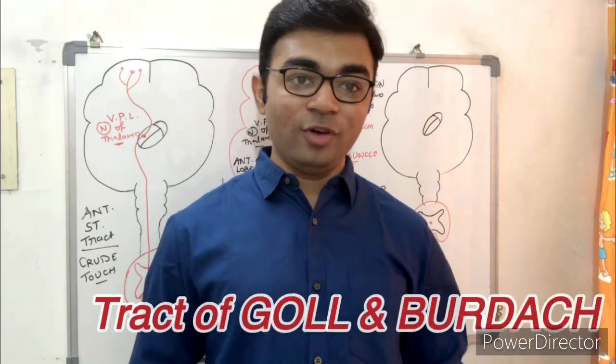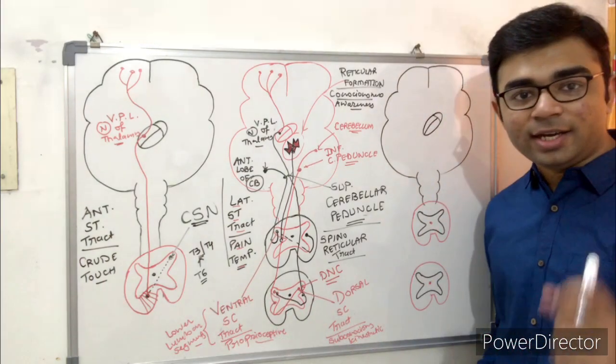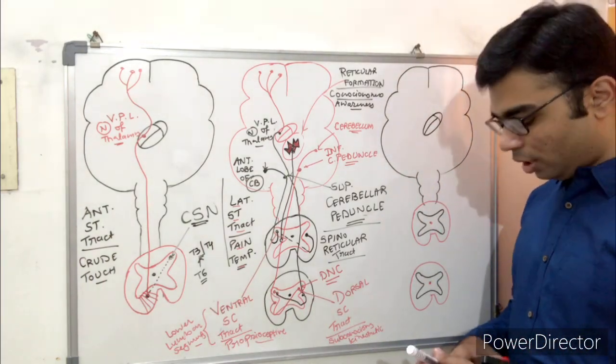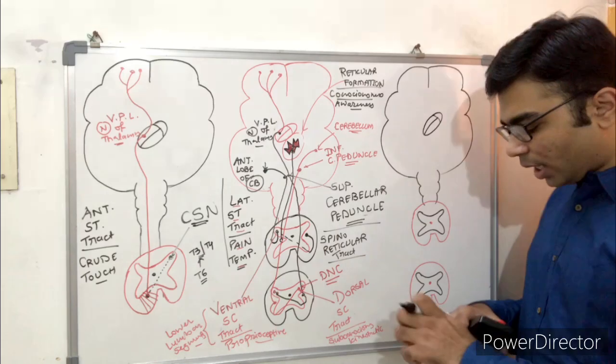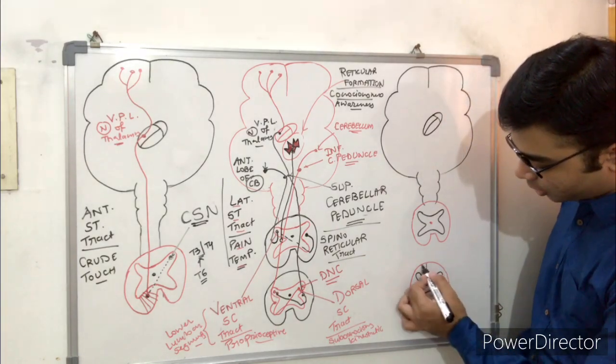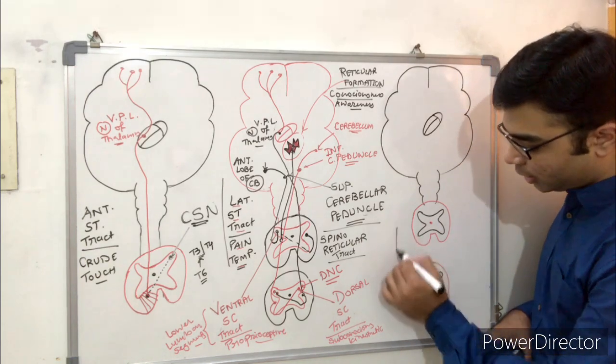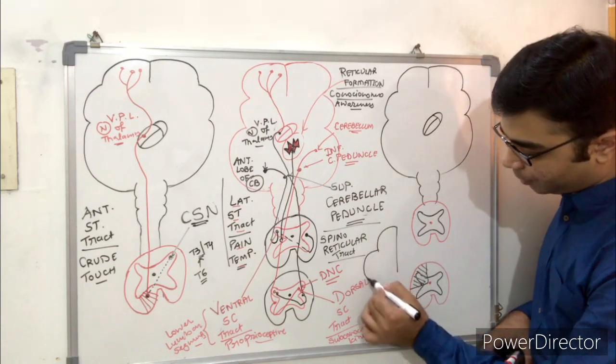So for the tract of Goll and Burdach, first we need to focus on a little bit of anatomy of the transverse section of the spinal cord. If I focus on this quadrant of the transverse section of the spinal cord and zoom in, then it appears like this.